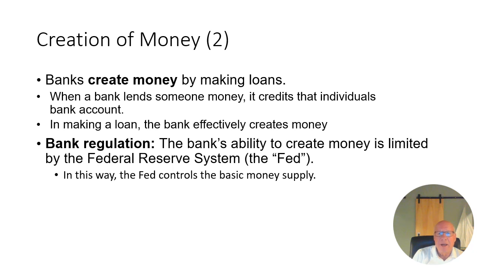So banks create money by making loans. Whenever a bank lends somebody money, it credits that individual's bank account. So obviously the creation of a loan puts money in someone's bank account. In making a loan, the bank effectively creates money. Now, how much money can be created through this process will be regulated by the Federal Reserve System. So ultimately, we claim the Federal Reserve controls the basic money supply. Let's get into a little more detail on how the banks do this.